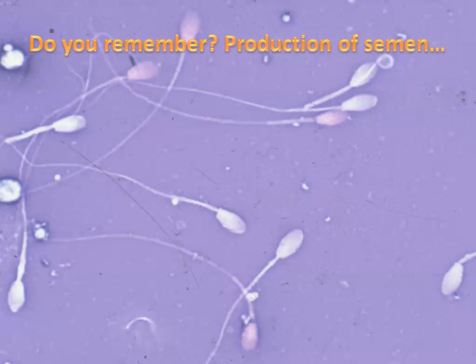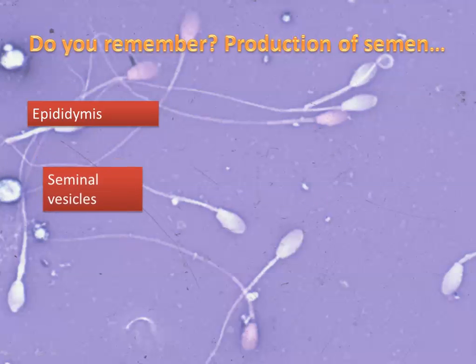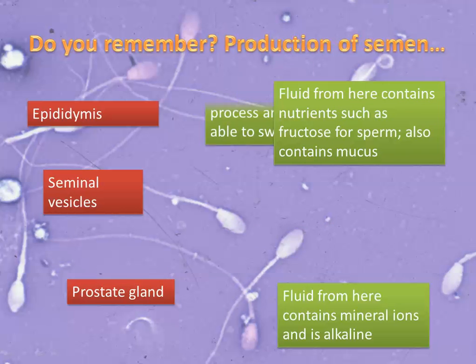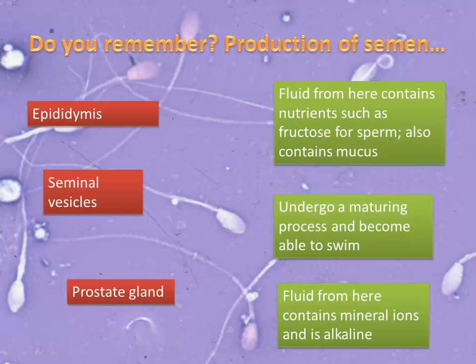There's a lot of fluid there. Those fluids are not just a place to help them move, they're also there for a particular reason. See if you can match these up. The epididymis, the seminal vesicles, and the prostate gland do these three roles. Fluid from one of these things contains nutrients such as fructose. That's good for energy to keep them swimming.